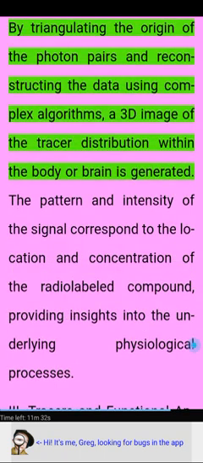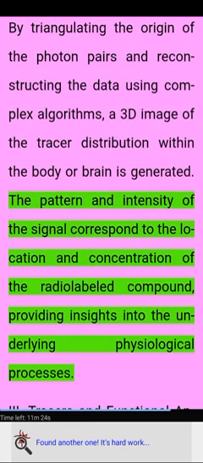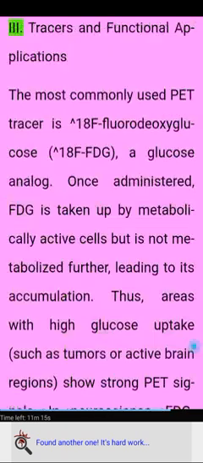By triangulating the origin of the photon pairs and reconstructing the data using complex algorithms, a 3D image of the tracer distribution within the body or brain is generated. The pattern and intensity of the signal correspond to the location and concentration of the radiolabeled compound, providing insights into the underlying physiological processes.